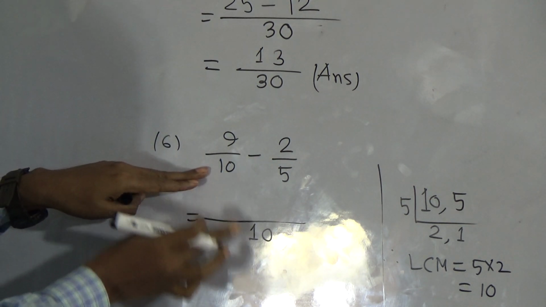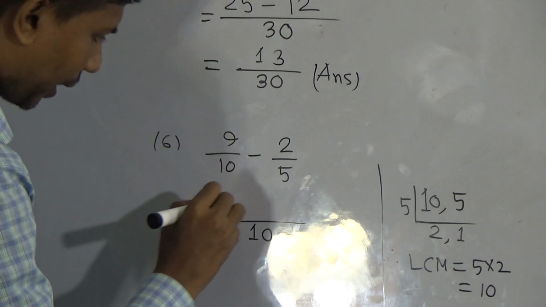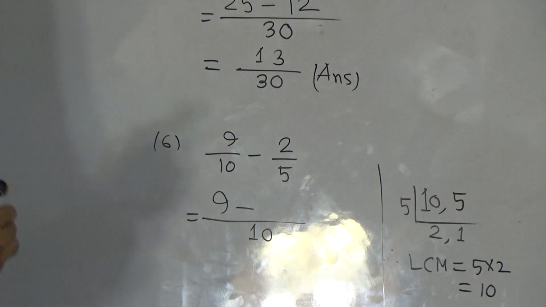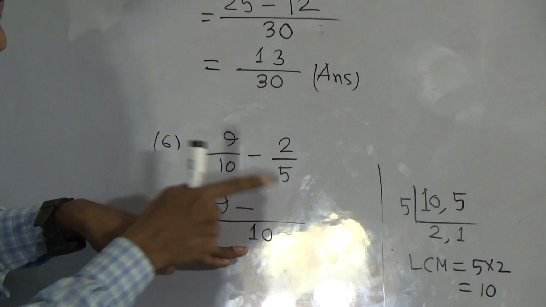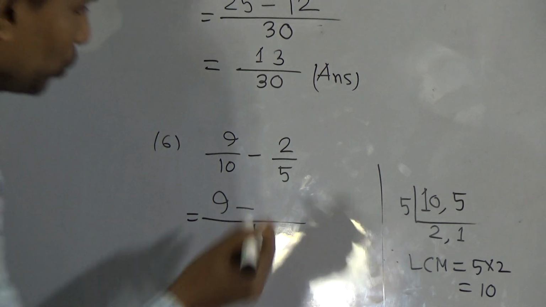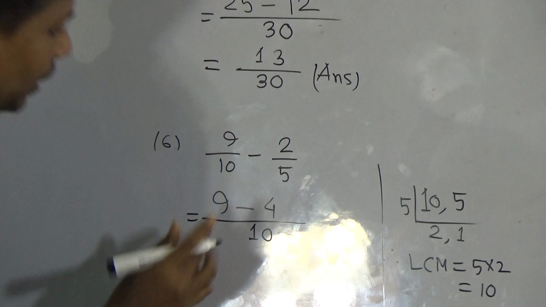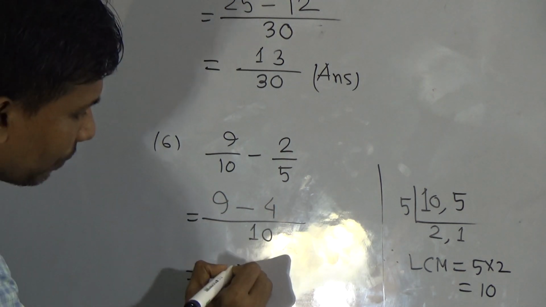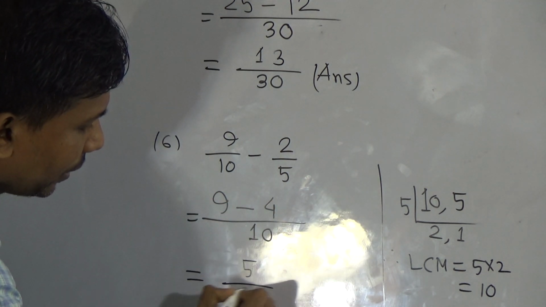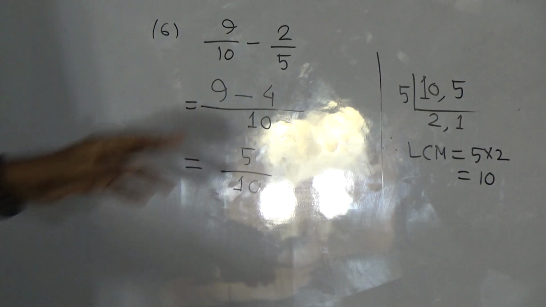Now divide this 10 by 10, then you get what? 1. 1 into 9, 9. Minus, similarly divide this 10 by 5. We know 5 twos are 10. So now 2 into 4. Now subtract 9 minus 4 equal to what? 5. Right here 5 over 10. Okay student? 9 minus 4 equal to what?